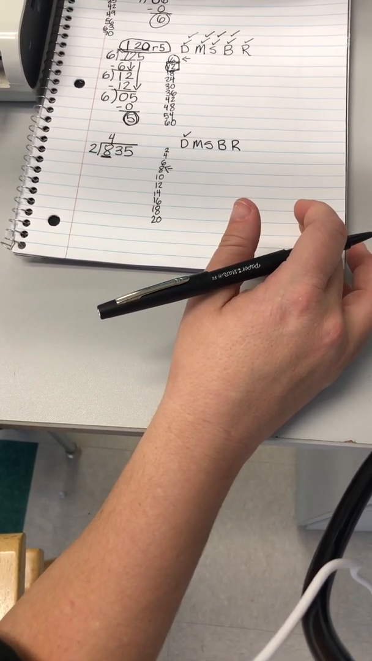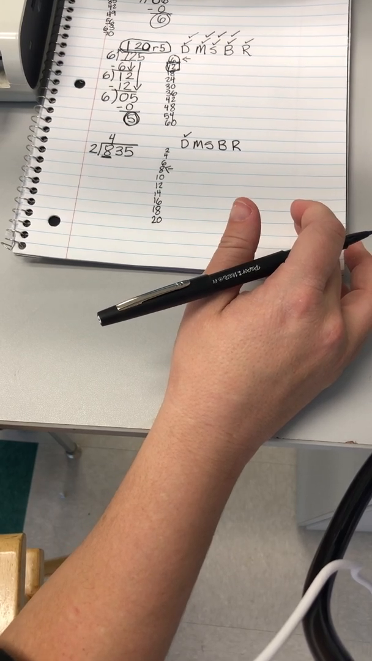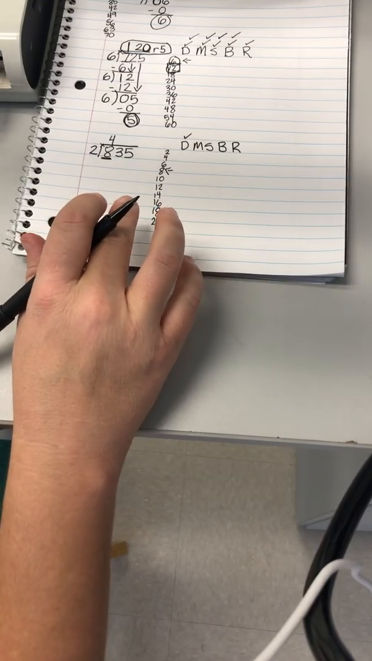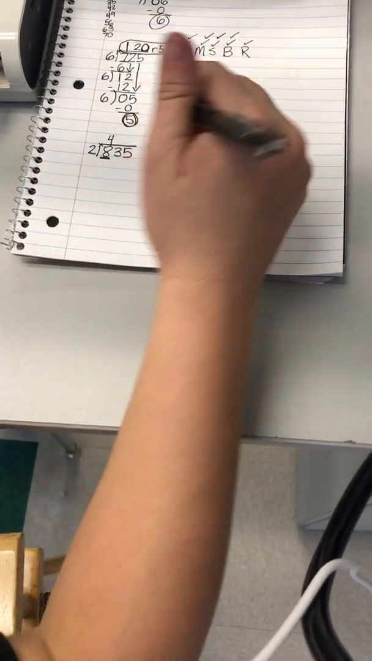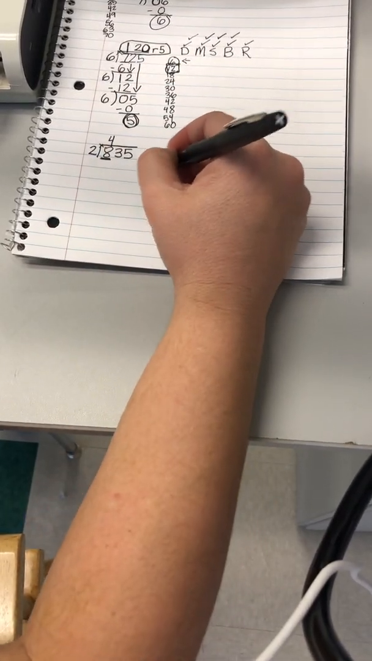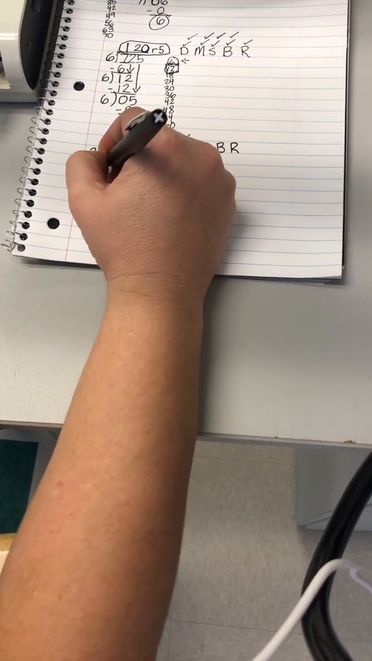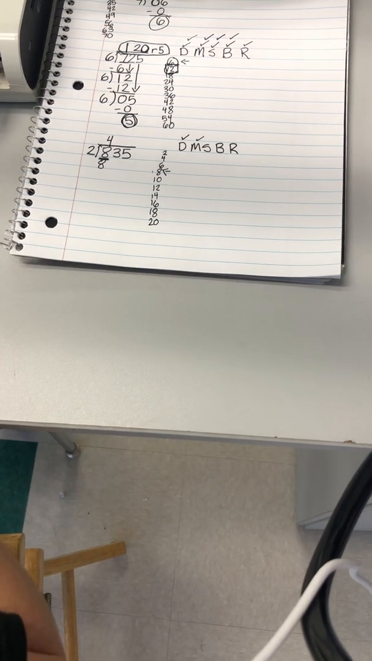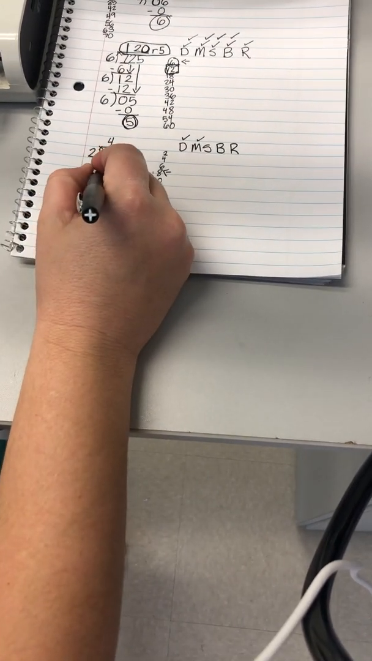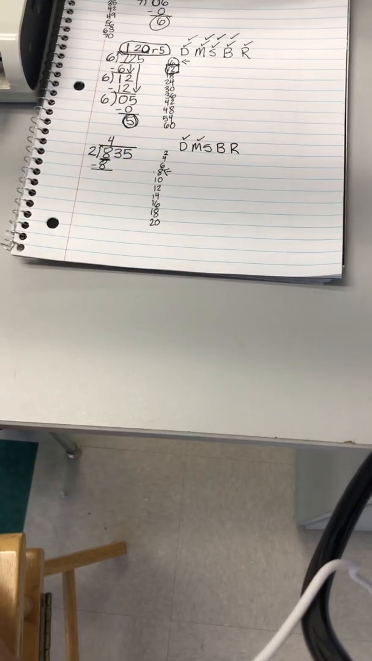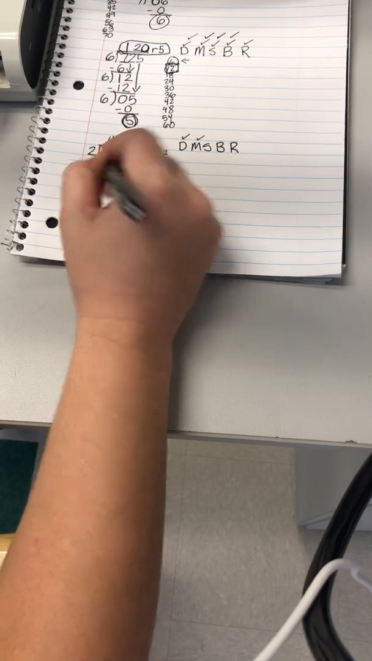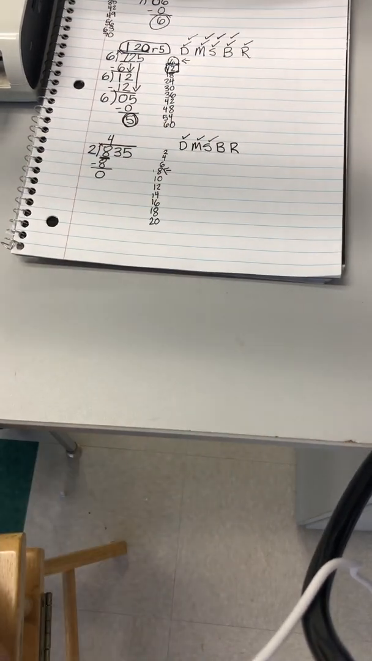Now I need to multiply. What am I multiplying? 2 times 4, which is 8. So I'm going to write it down, and I'm going to give myself a check for my multiplication. Now I go to my next step, which is subtract. 8 minus 8 is 0. I've subtracted, so check that off.